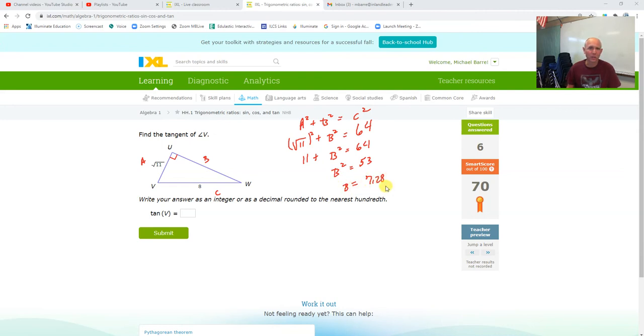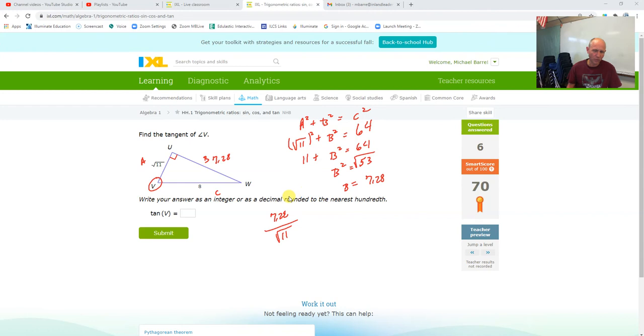There's something weird here. Tangent, so this is 7.28. So the tangent of V is opposite over adjacent. You know what, this isn't too bad. It was going to be weird anyway. So it's going to be 7.28 over the square root of 11. It's going to lose it on the rounding though. 7.28 divided by the square root of 11. I get it as 2.102.